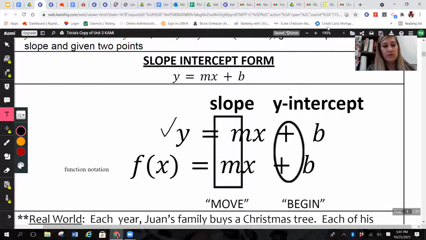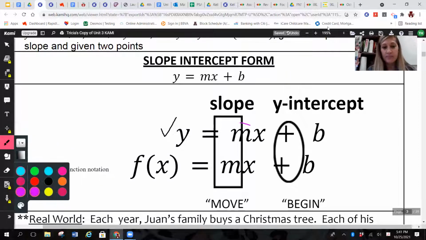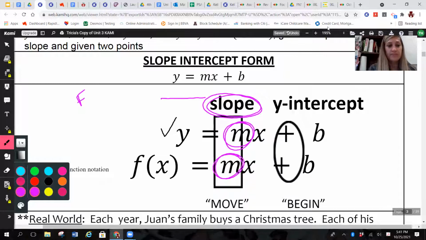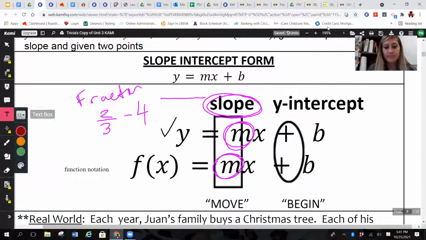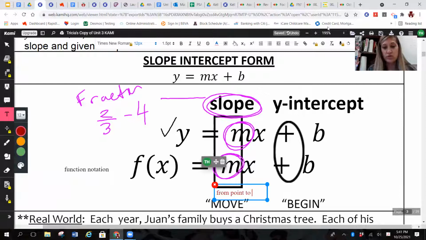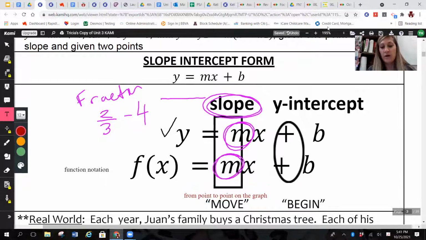All right. Please note that the letter m is a number that's called the slope. It's a number. You will see slope written as a fraction. So 2/3, -4. Those are two different slopes, up 2/3 and down 4/1. The slope tells you how to move from point to point on the graph.